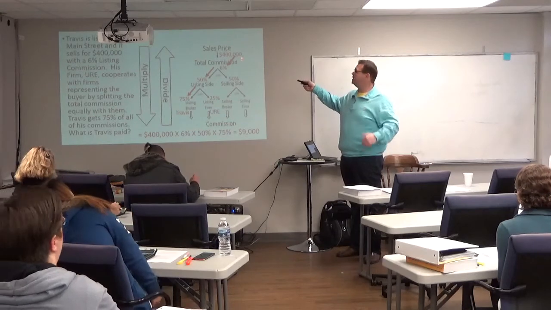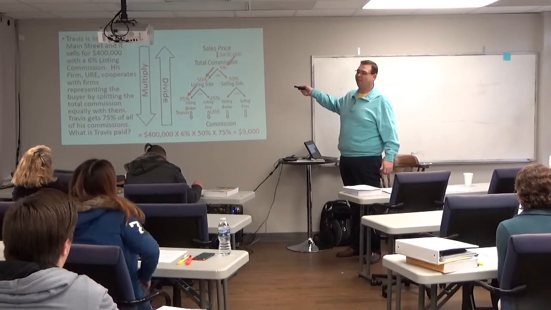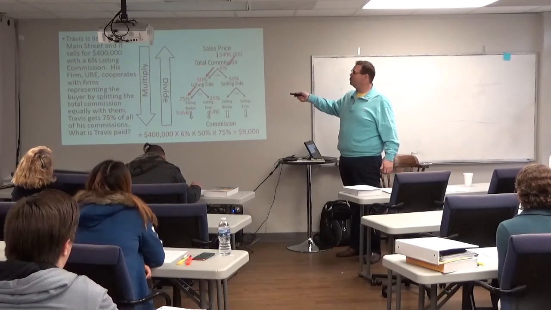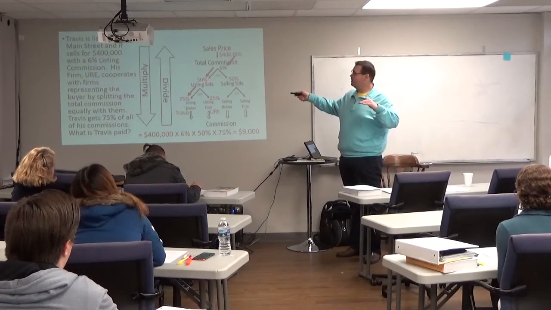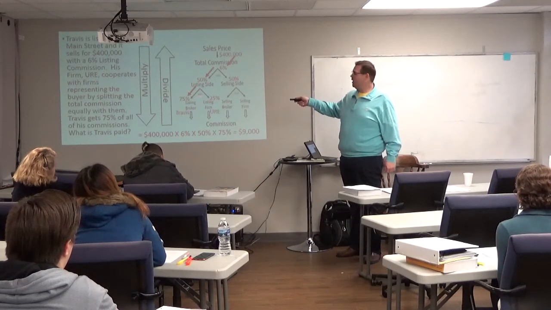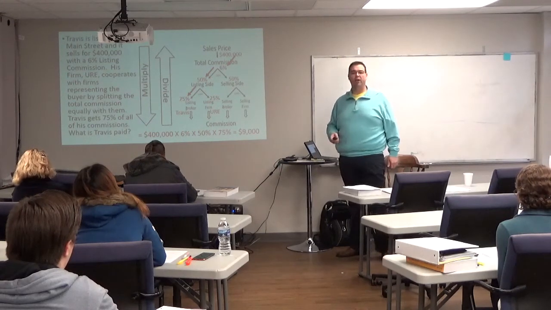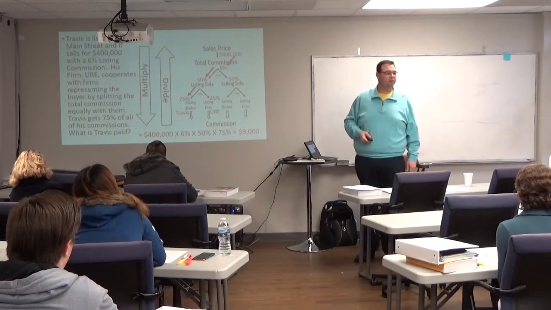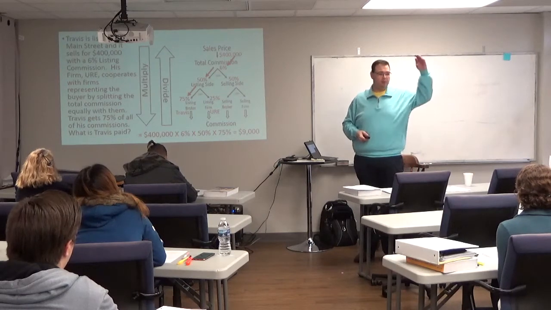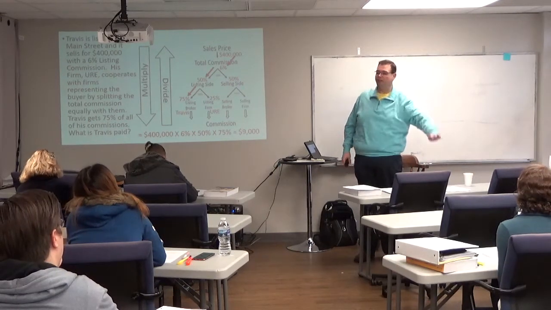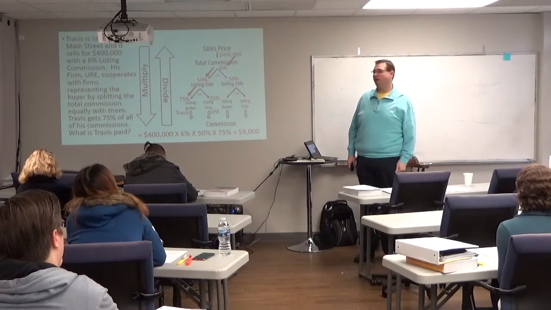So 400,000 times, what's the first number I come into contact with? 6%. Times 50% times 75%, and it'll shoot out at the bottom. My total commission that Travis earns in that transaction is $9,000. Does that make sense for everybody? You're just going to be following it down from the top to the bottom.